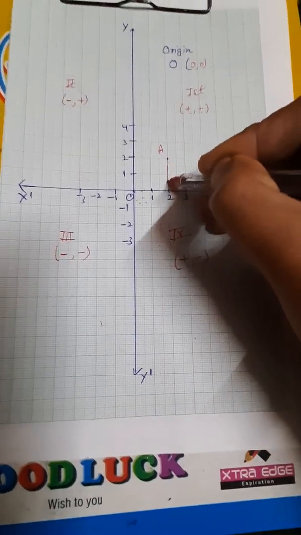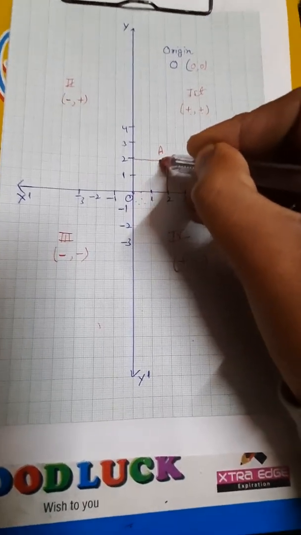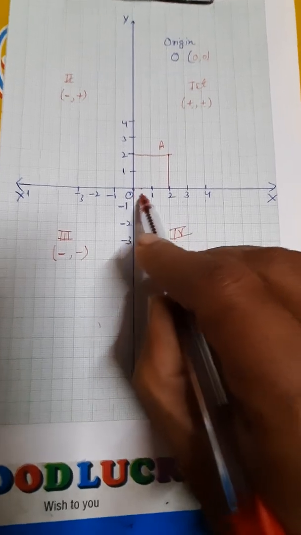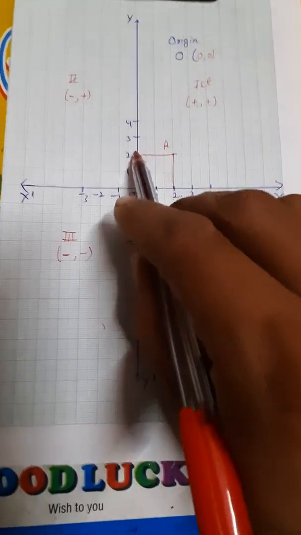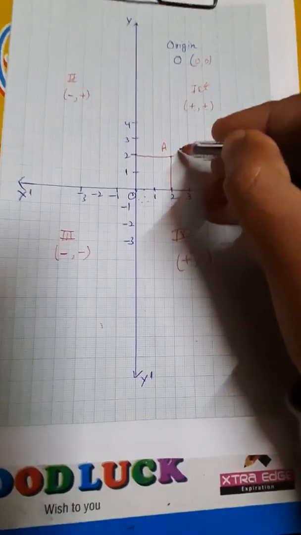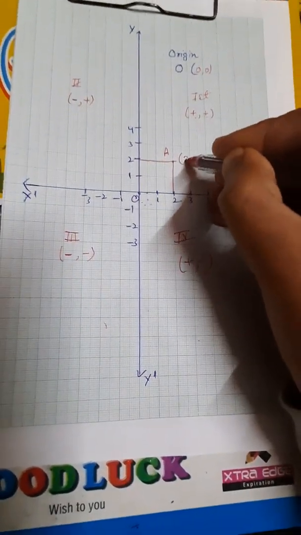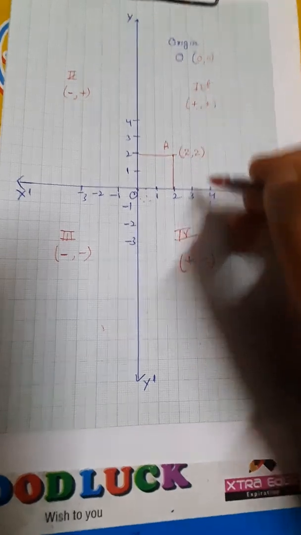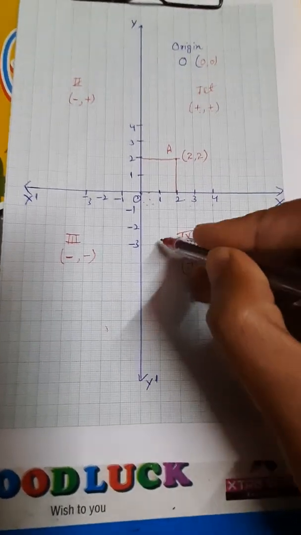Now just mark these points. Along x it moved 2 points, along y it also moved 2 points, but in the positive direction. So the coordinates of point A are: value of x is 2, value of y is 2. Now how will we define this point?